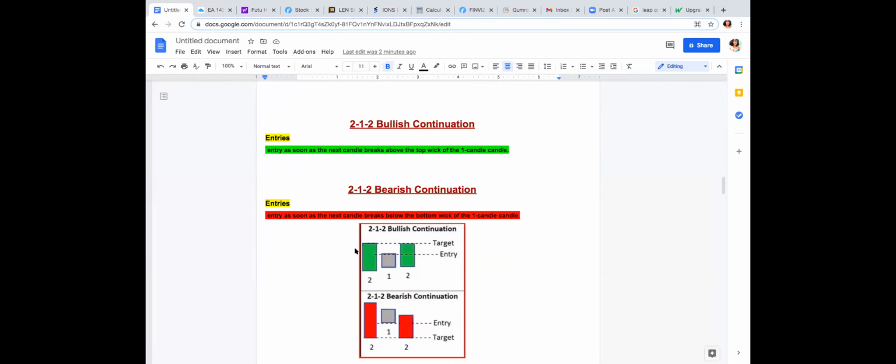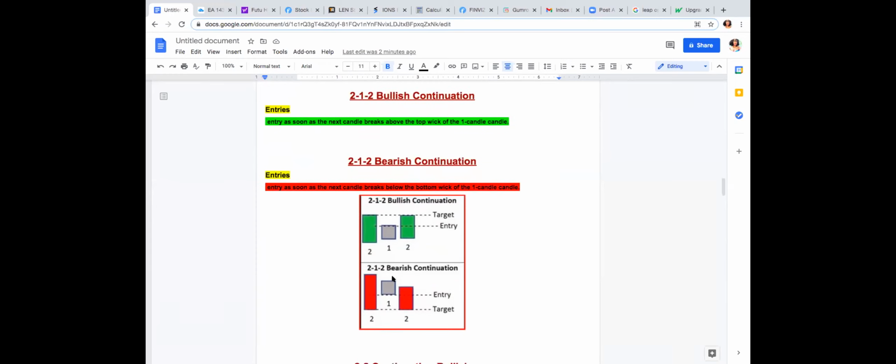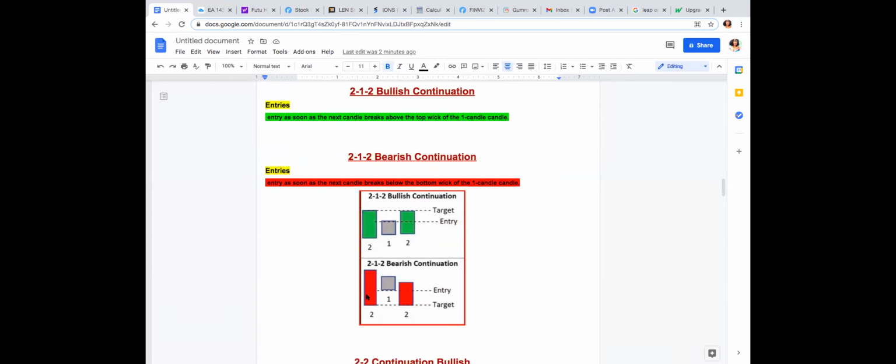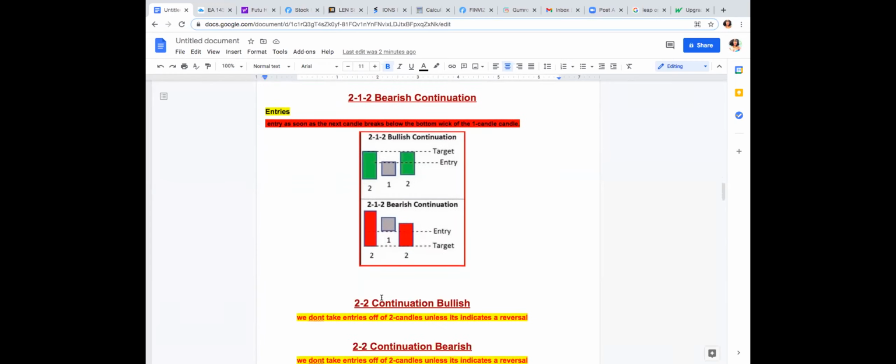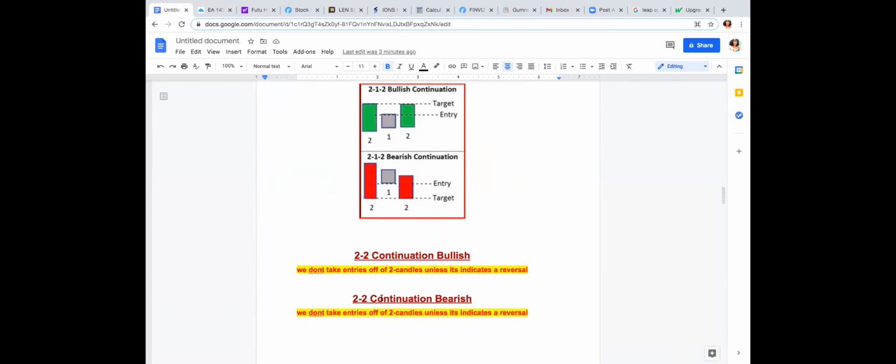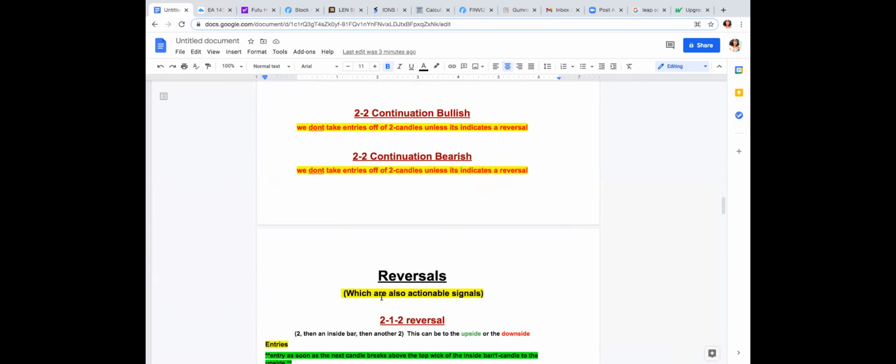So as you can see here, this is going to be your bullish continuation. Your entry is going to be as soon as this 2 candle breaks above this particular candle here. And then it's just going to be the flip of that when you're doing a bearish continuation. So for the 2-2 continuation, for bullish and bearish, we do not take entries off of 2 candles unless it indicates a reversal.